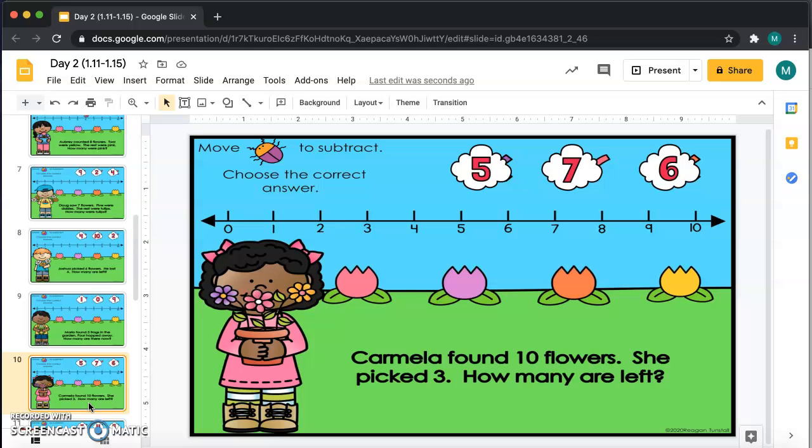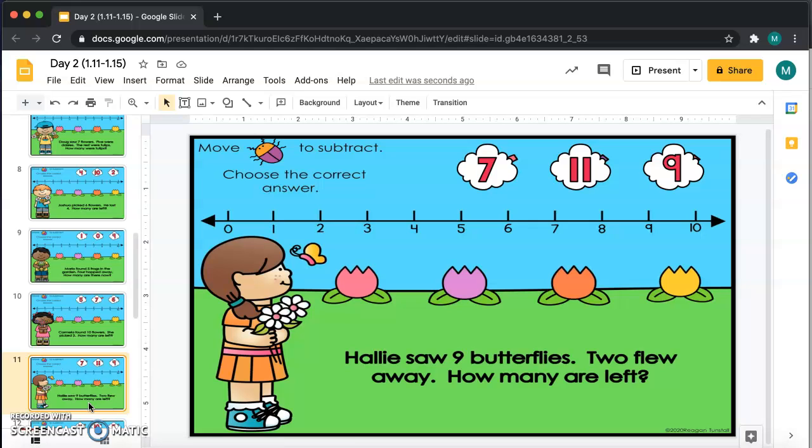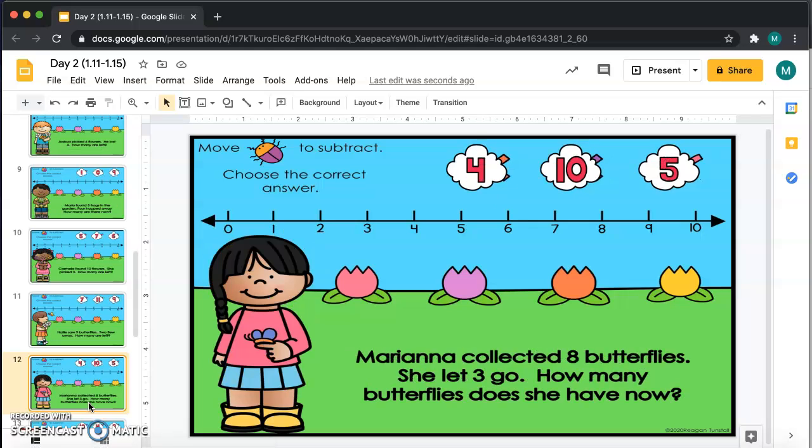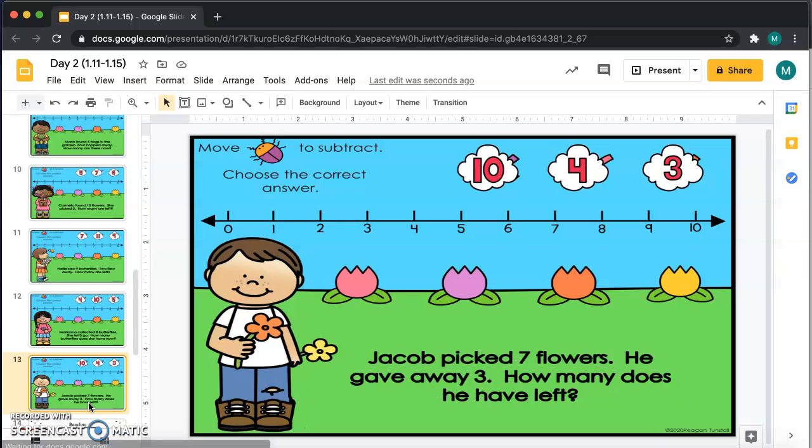Camilla found 10 flowers. She picked 3. How many are left? Haley saw 9 butterflies. 2 flew away. How many are left? Maria counted 8 butterflies. She let 3 go. How many butterflies does she have now? And Jacob picked 7 flowers. He gave 3 away. How many does he have left?